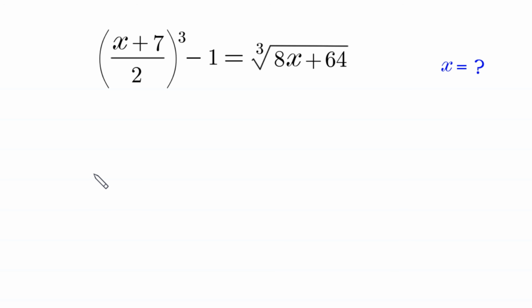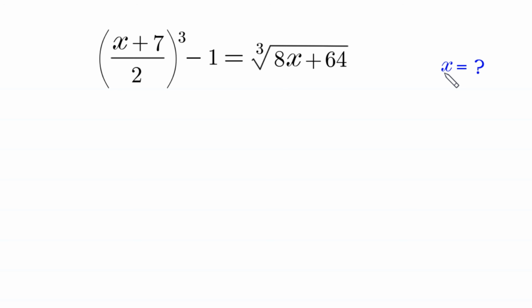Hello, welcome to how to solve this very nice algebra equation. ((x plus 7) over 2) whole cubed minus 1 is equal to cube root of 8x plus 64. We need to find all possible values of x.